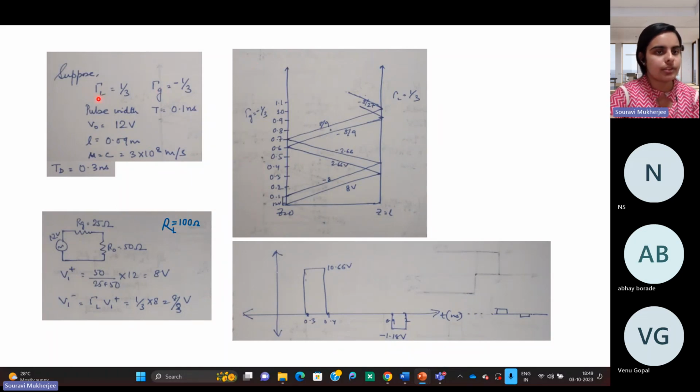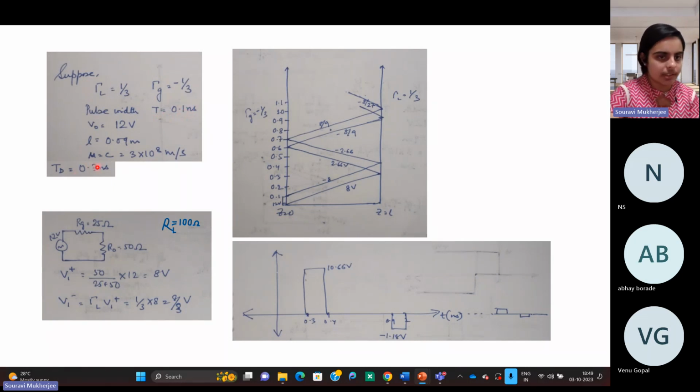So this tells us that suppose you have some non-zero reflection coefficients at the load end and at the generator end, and the pulse widths are given, and you know the voltage that you are providing from the generator, and you know the length of your transmission line, the speed of your wave, and the delay. The delay is how much time it takes for the pulse to reach that particular length L. It's important to note that in this case the duration of your pulse is smaller than the delay.